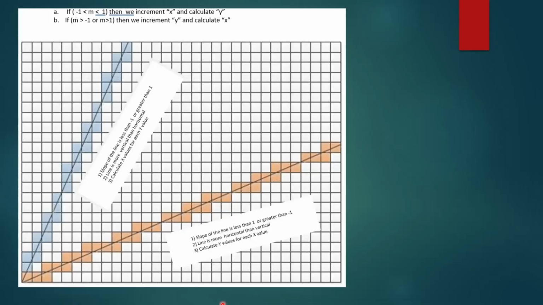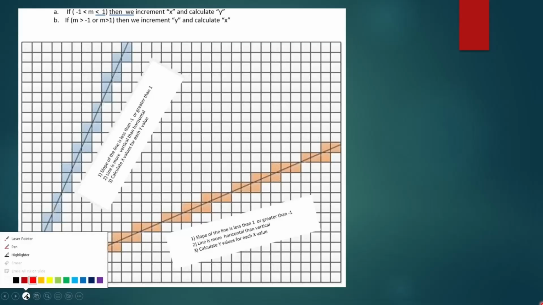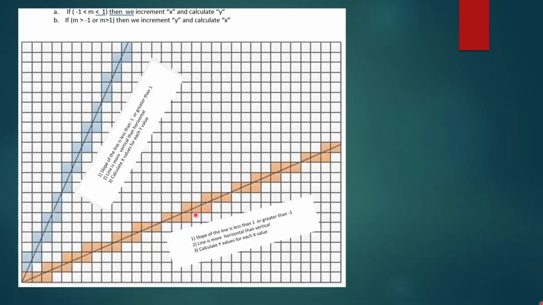One of the things that we need to consider is if the slope of the line is more vertical than horizontal. This is going to be true if the slope of the line is less than -1 or greater than 1. In that case, what we do is we calculate x and increment y.